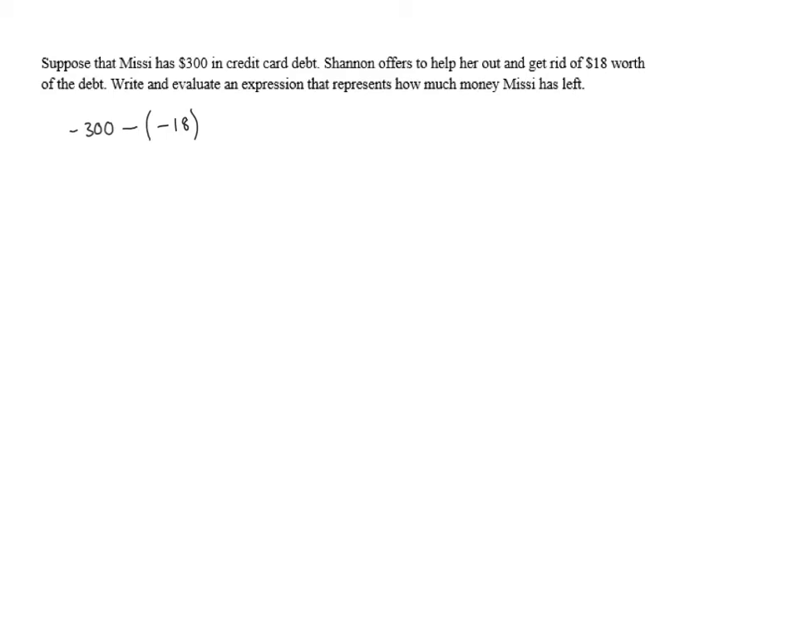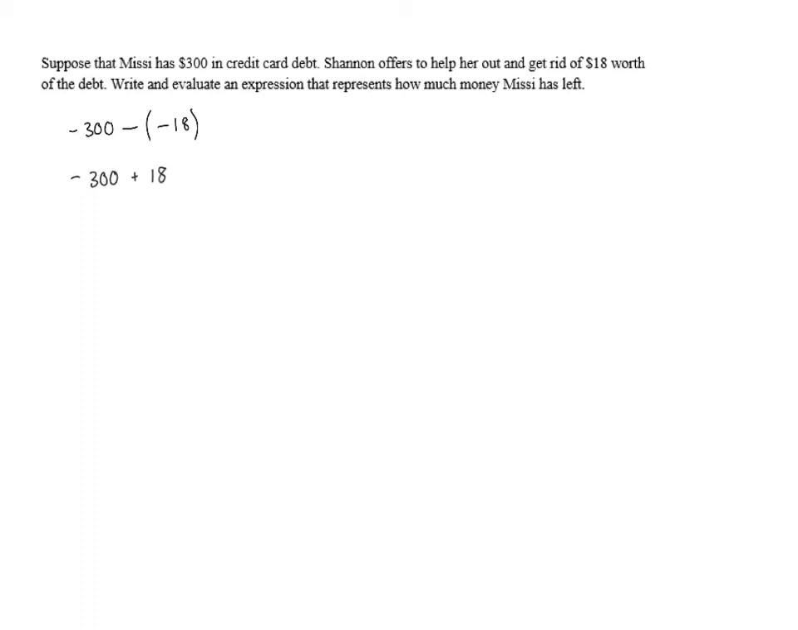This is a more complicated situation because we are subtracting a negative number, but there's a trick that we have in these situations. Whenever we are subtracting a negative number, those negatives cancel out. It's like two negatives make a positive sometimes, and it turns into an addition. So this is the same as negative 300 plus 18.